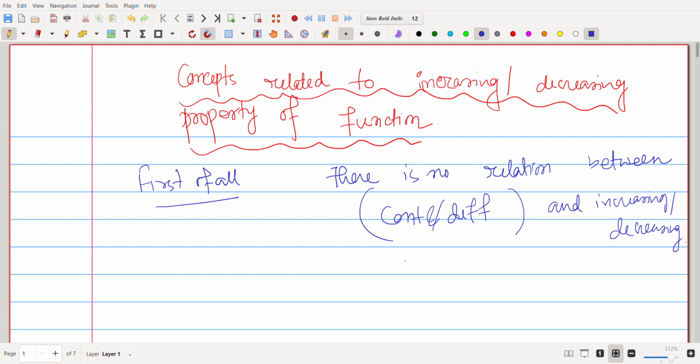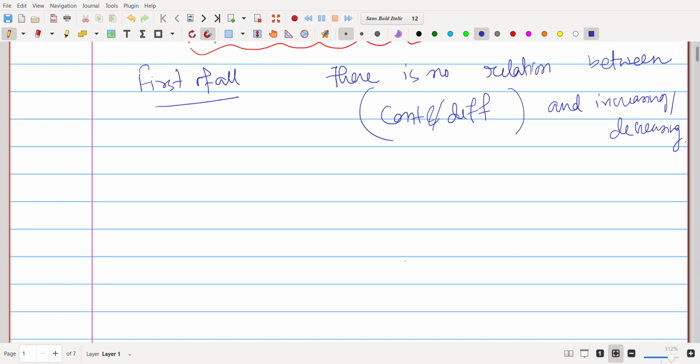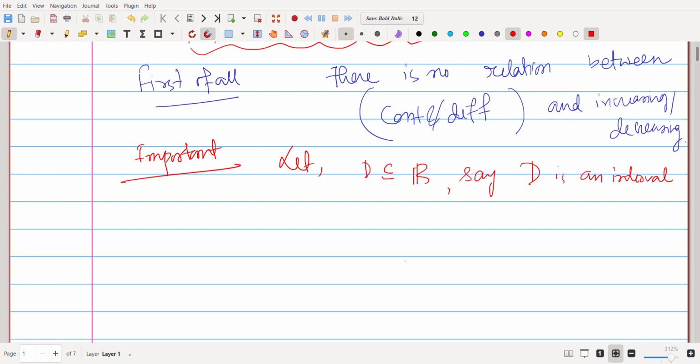So I would like to mention the concept behind this. Okay, so first thing is very important. The important thing is the definition. Okay, so let D be a subset of R, say D is an interval. Okay, now definition.